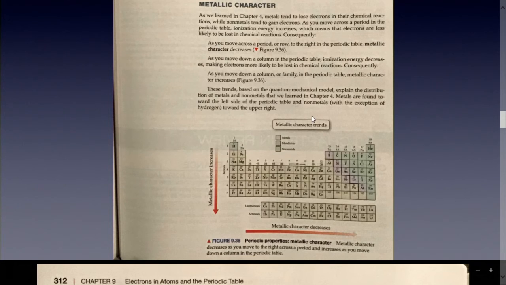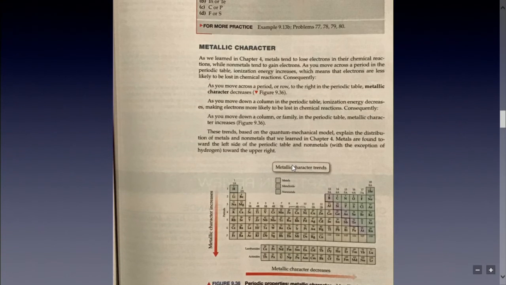So basically, and I kind of think this is stupid, to be honest with you, metallic character is the same thing as, well, it's the opposite of ionization energy.